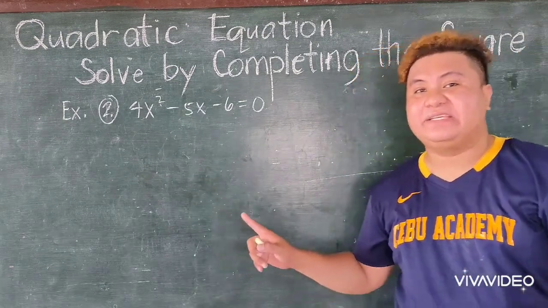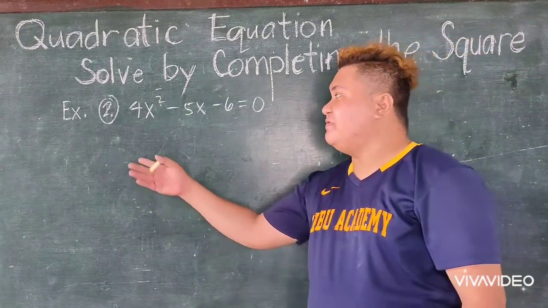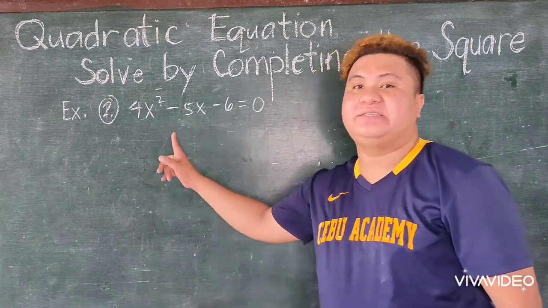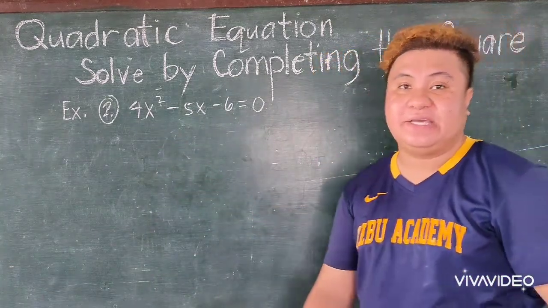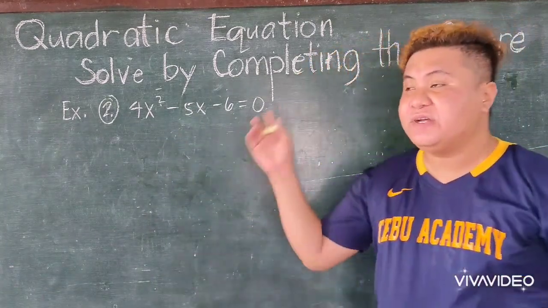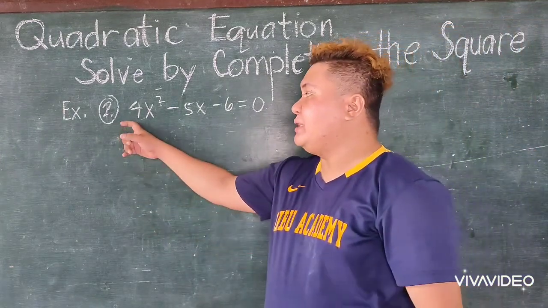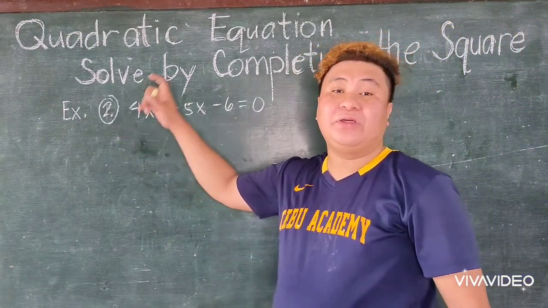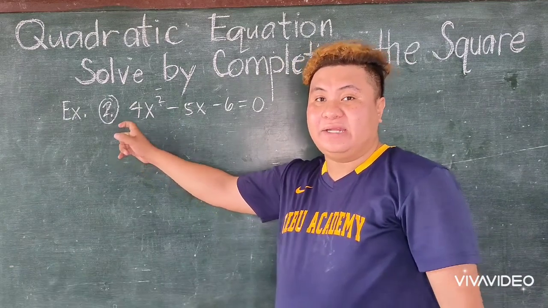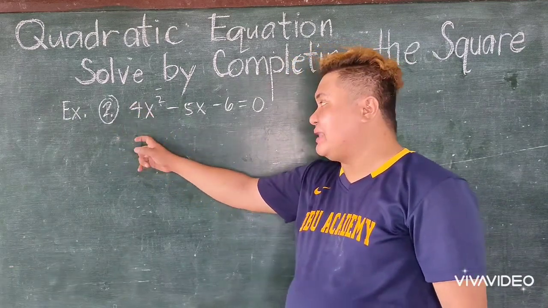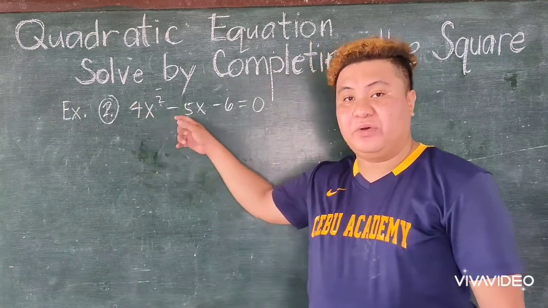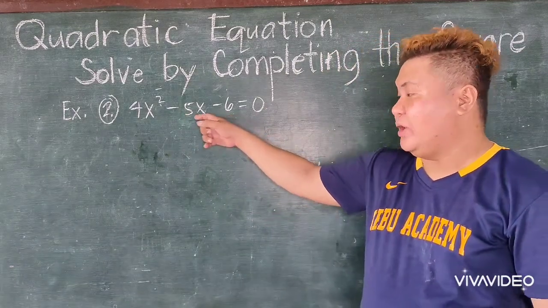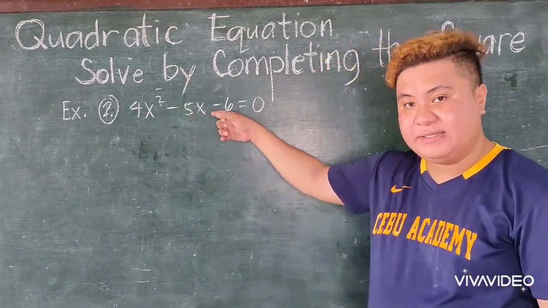And now let's have example number 2. The given is 4x squared minus 5x minus 6 equals 0. So first thing that we're going to do, we need to eliminate the 4 in front. To do that, we divide every term by 4.